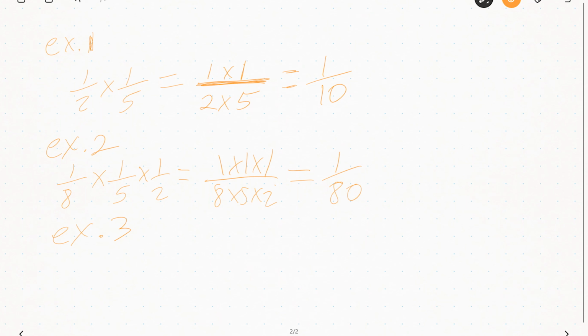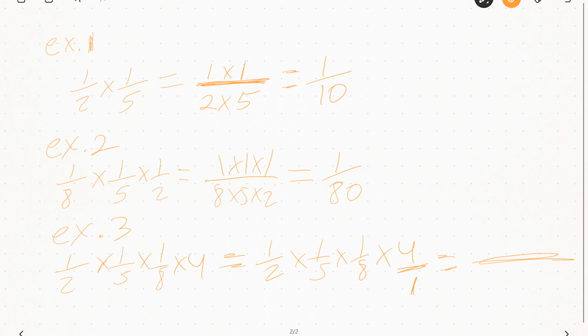Now, for example 3, we have 3 fractions and a whole number. 1/2 times 1/5 times 1/8 times 4. We have to convert that 4 into a fraction. To do that, we divide by 1. 1/2 times 1/5 times 1/8, and we divide this 4 by 1.